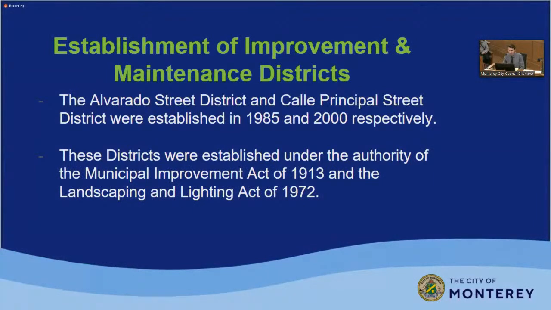Just briefly, the Alvarado Street Assessment District and the Caipi Assessment District were established in 1985 and 2000, respectively. These districts were established under the authority of the Municipal Improvement Act of 1913 and the Landscaping and Lighting Act of 1972. These acts define what we can fund with the assessment district monies.